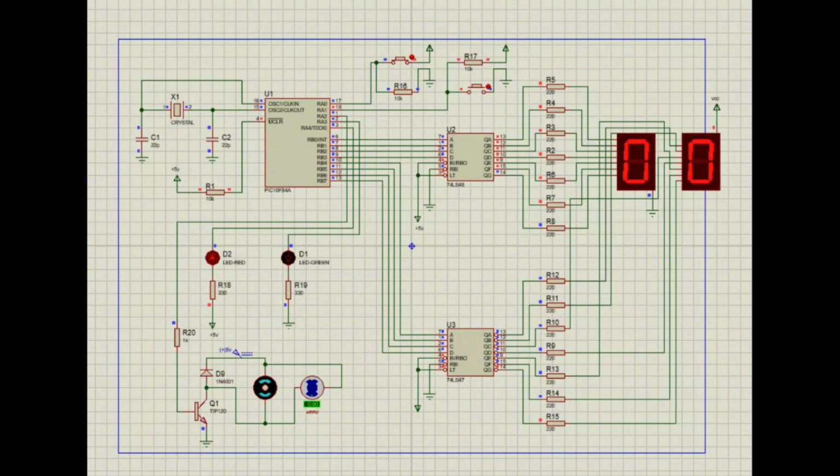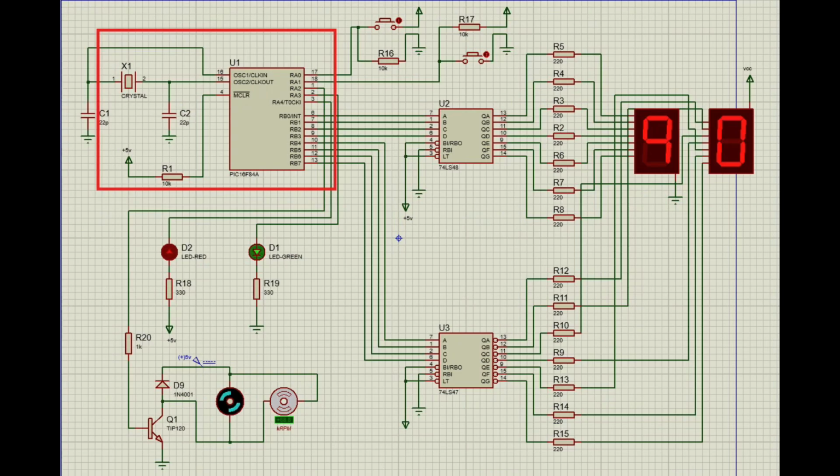This type of architecture is widely used in industrial automation, automated assembly lines, and timed process control. Let's break down the key hardware components that make this system work.